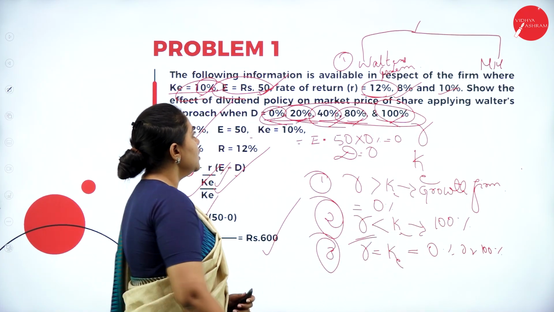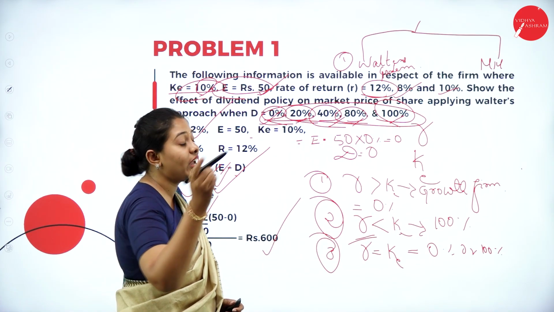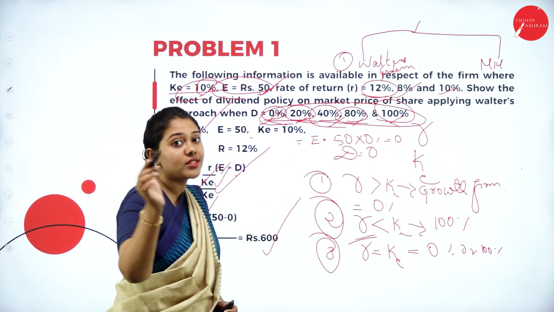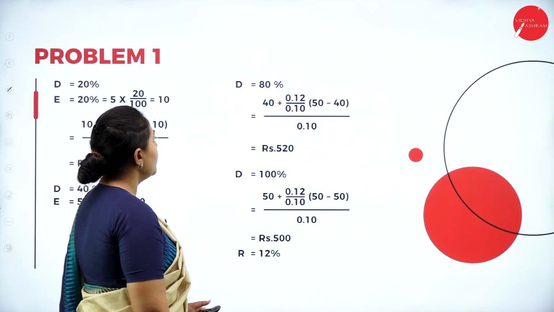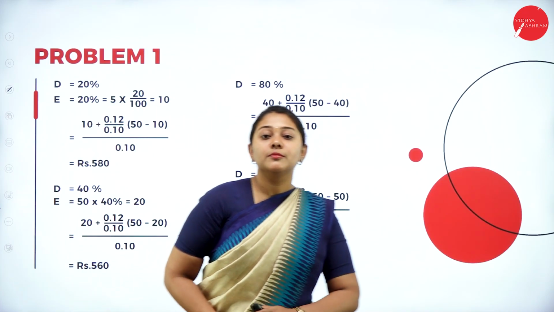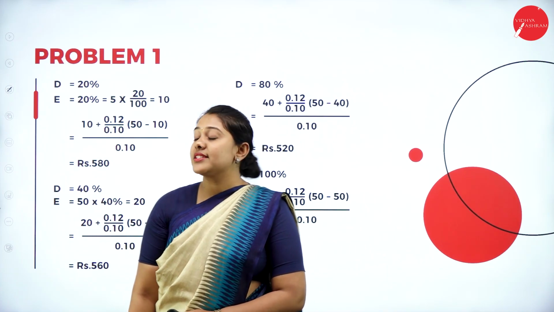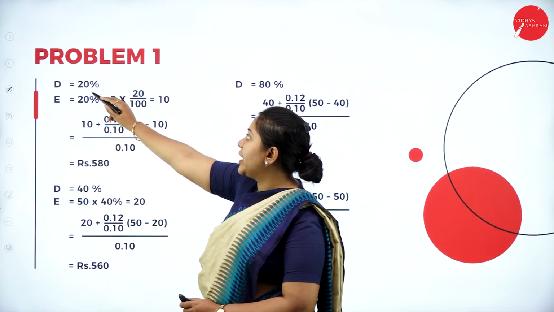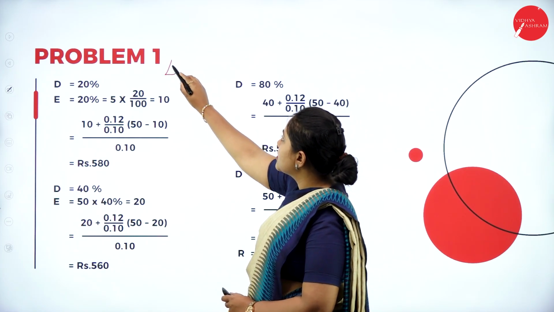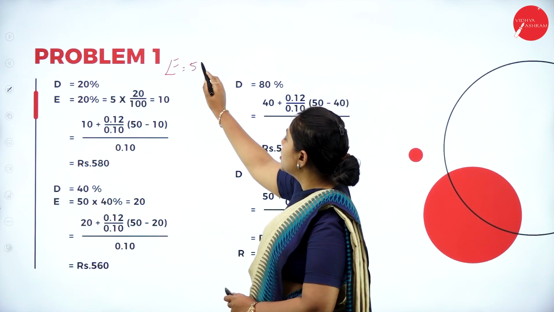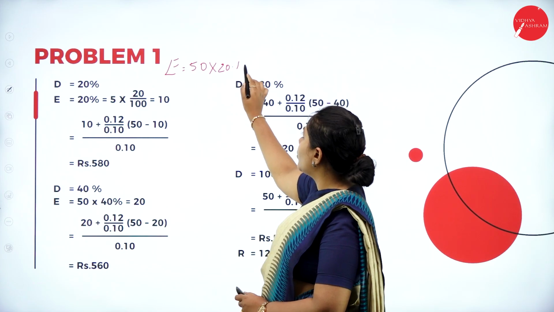Moving forward, we have calculated for 0%. Now, when the rate of return is 12%, we are calculating for 20% dividend. What is earnings? Earnings is 50 rupees. 50 rupees into the dividend percentage, 20%.